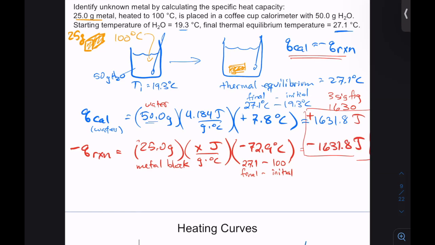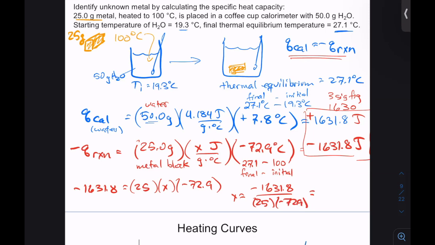So now we want to solve for X. We can just use this equation here in red. Because we know that negative 1631.8 is equal to 25x minus 72.9. So now X is equal to minus 1631.8 divided by 25 divided by minus 72.9. And now we'll have our answer. 0.89 what? One more. 894? It should be, yes, 0.894. That's joules per gram degrees Celsius, because that's what we have here.